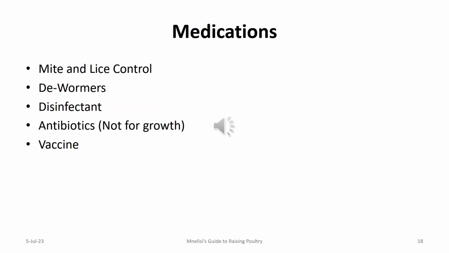Medications. You will need the following medications for your chicken farm: mite and lice control, dewormers to kill worms, disinfectant to clean your farm tools and the eggs, antibiotics, not for growth, but the ones for diseases, and vaccines, especially for small chickens.